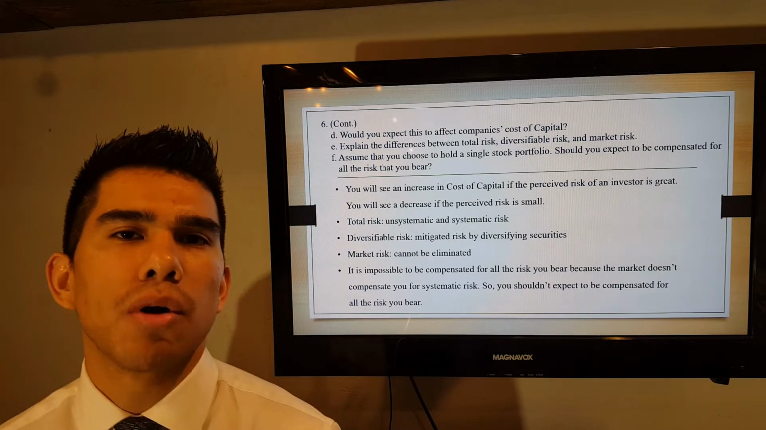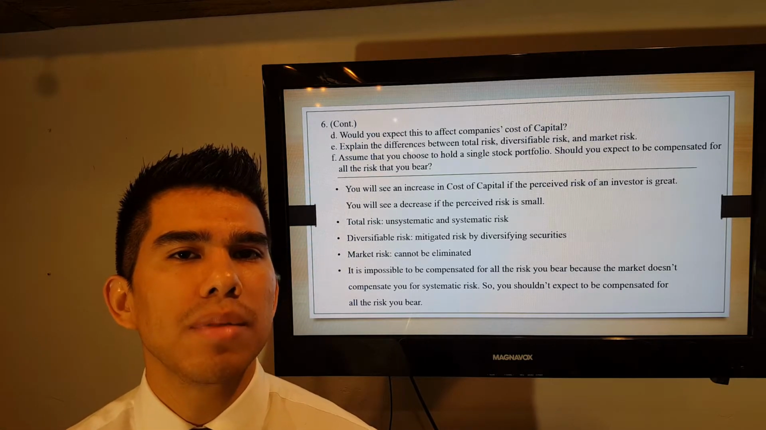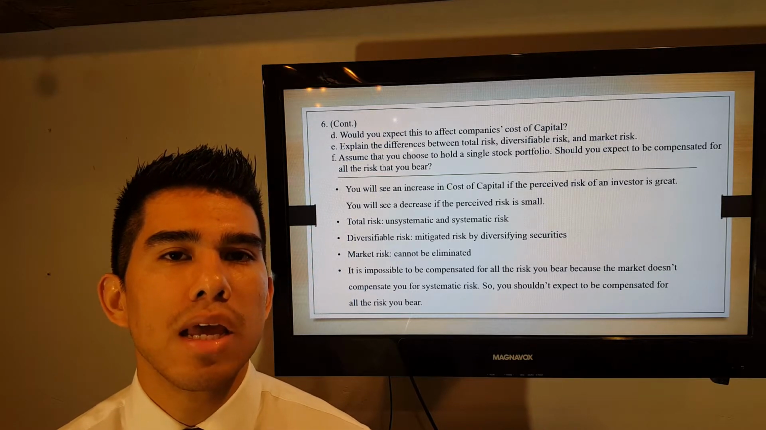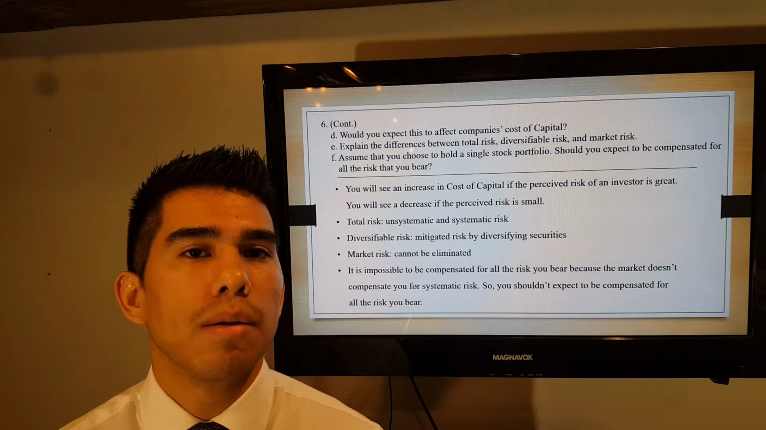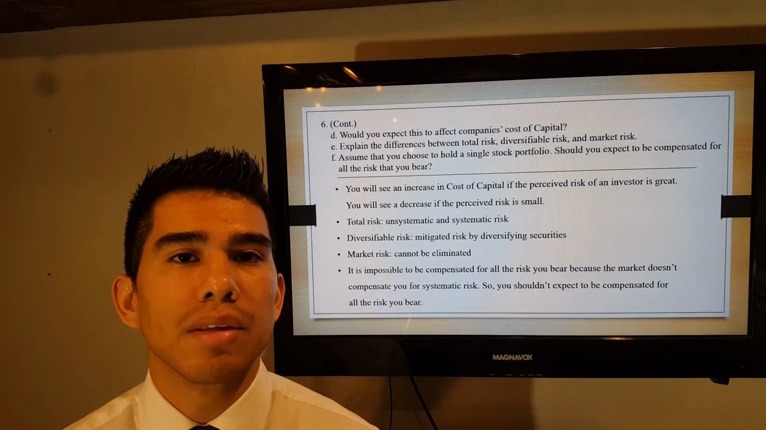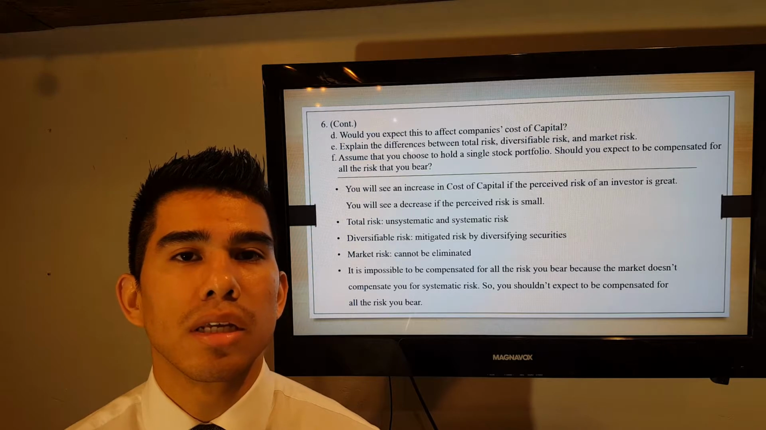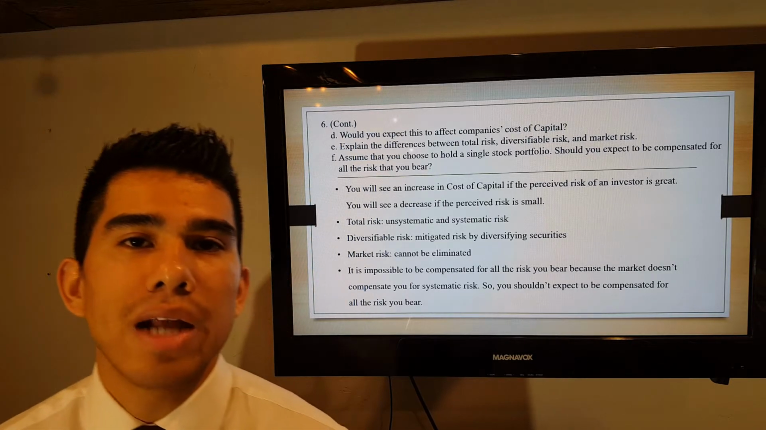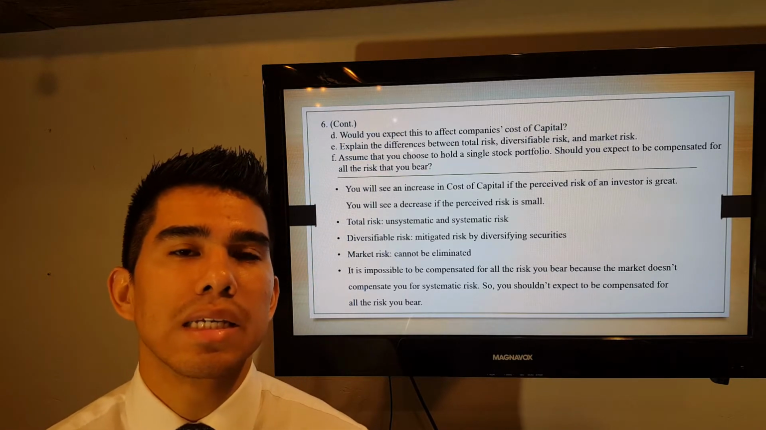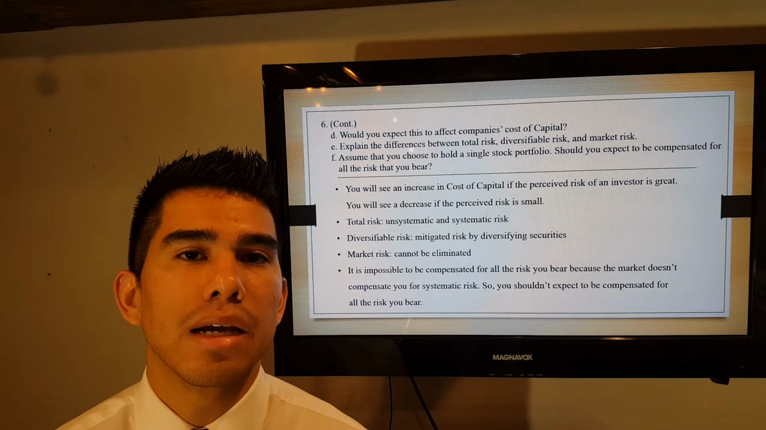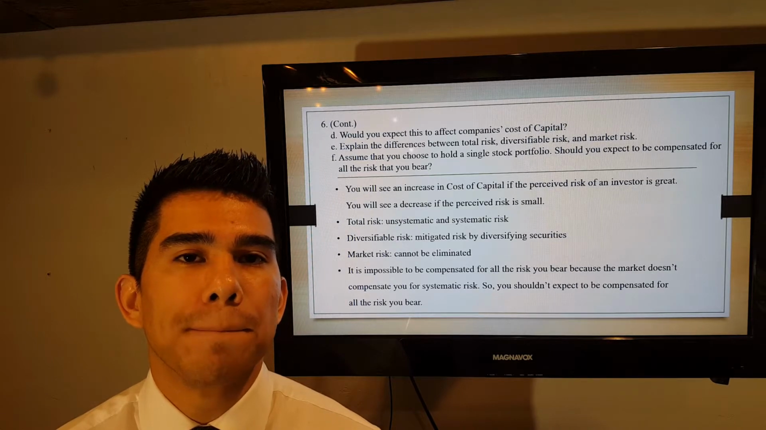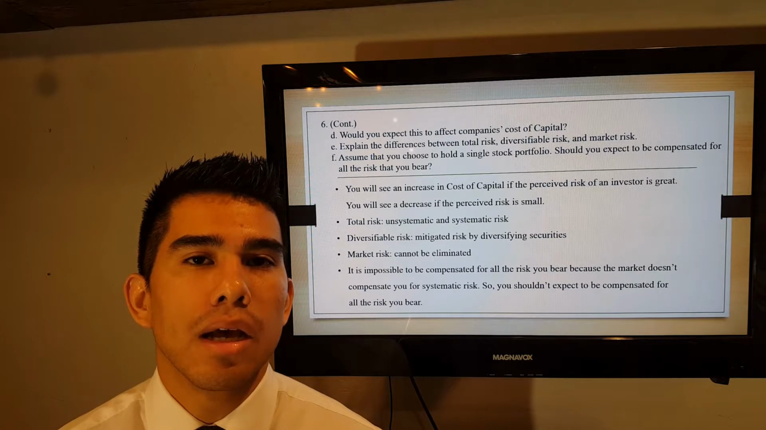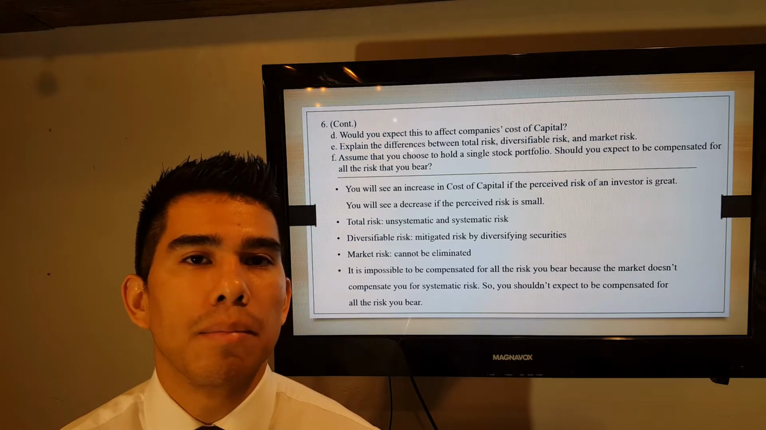Now, to answer the first part, a company's cost of capital will increase if the perceived investor risk is very high. But it will also decrease if the perceived risk for the investor is very low. Now, to answer the second part, total risk is comprised of systematic and unsystematic risk. And market risk, also known as systematic risk, is non-avoidable.